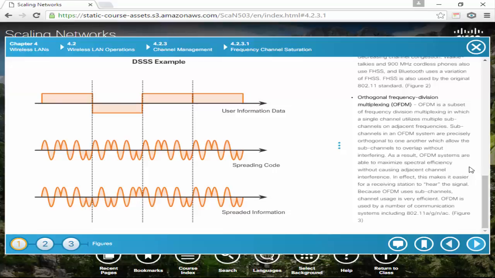In effect, this makes it easier for a receiving station to hear the signal. Because OFDM uses subchannels, channel usage is very efficient. OFDM is used by a number of communication systems, including 802.11a, G, N, and AC.